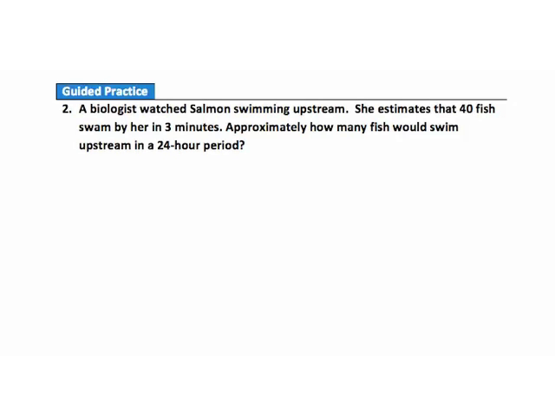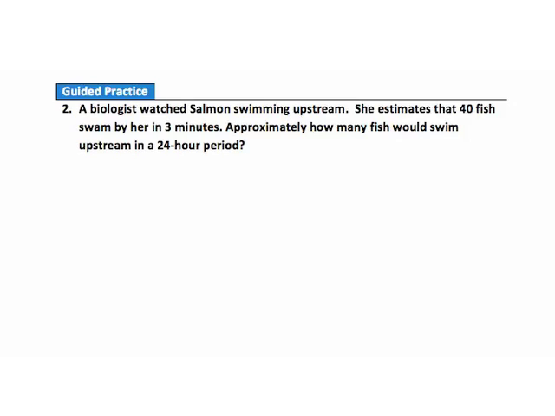Now it's time to check your understanding of using a sample to get an estimate in an entire population. Hit pause on your video player and answer this guided practice question. When you're done, hit play to see how you did. Question 2. A biologist watched salmon swimming upstream. She estimates that 40 fish swam by her in 3 minutes. Approximately how many fish will swim by her in a 24-hour period?